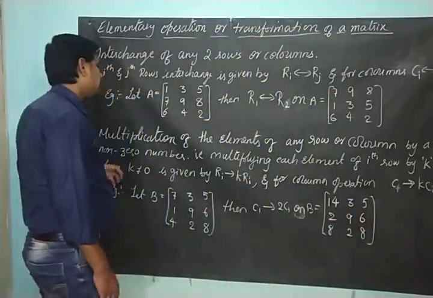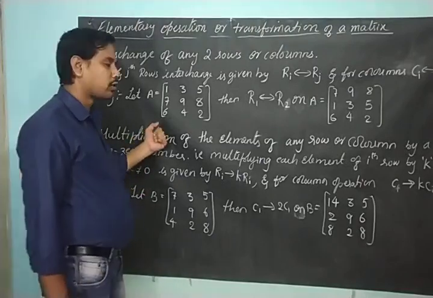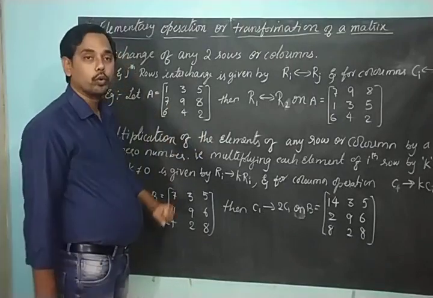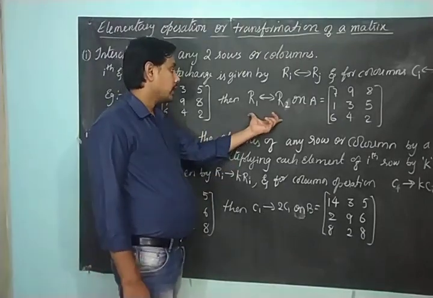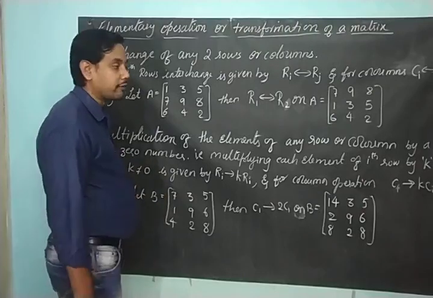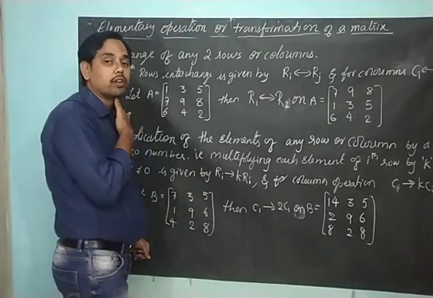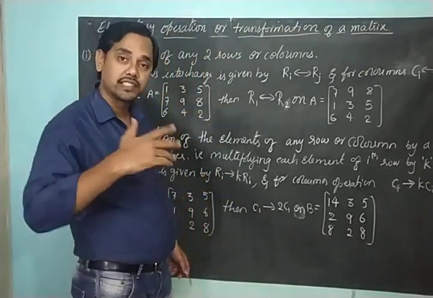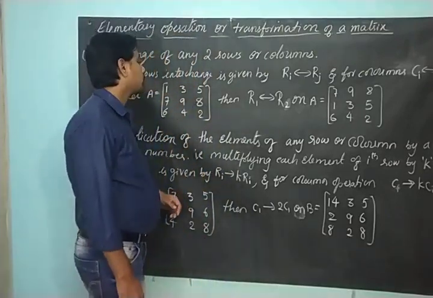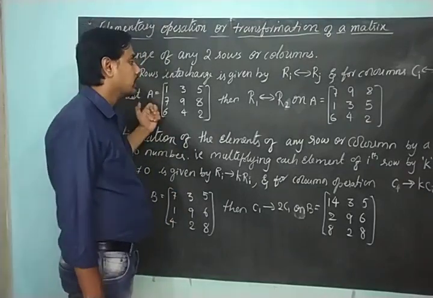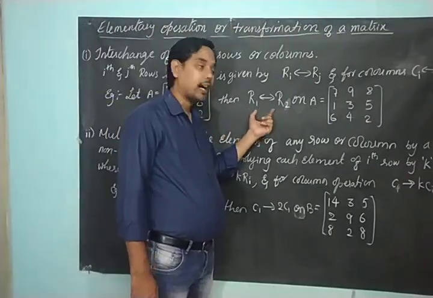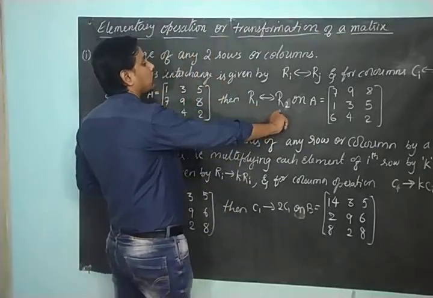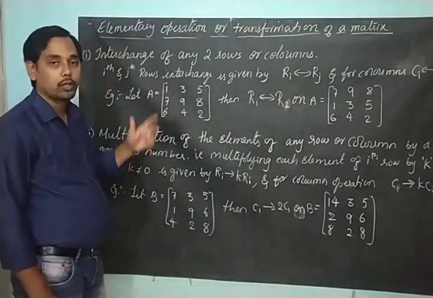We'll see one example. If A is a matrix of order 3 cross 3: 1 3 5, 7 9 8, 6 4 2. Then I am interchanging the first row and second row. It is not compulsory that only the first and second rows should be interchanged. You can interchange first and third, or second and third also. Here I am interchanging first and second rows. How will I represent that? R1 interchanged with R2, applied on A.